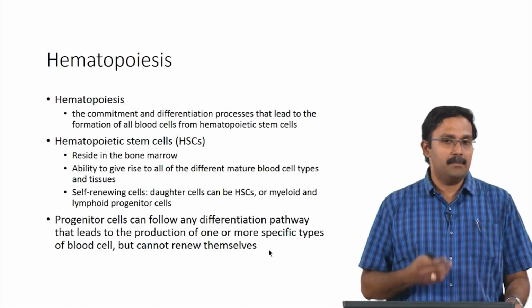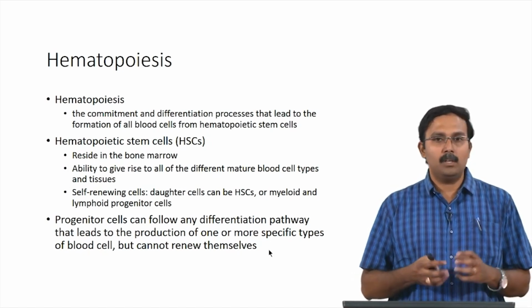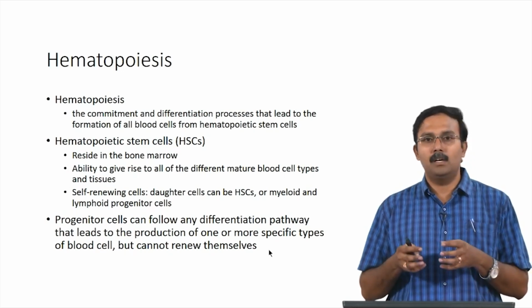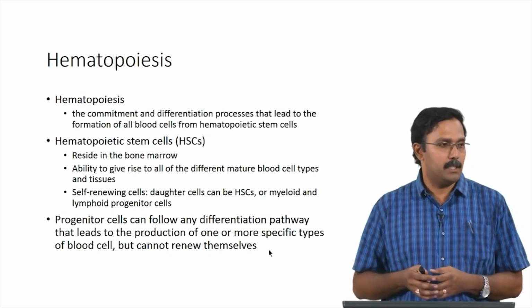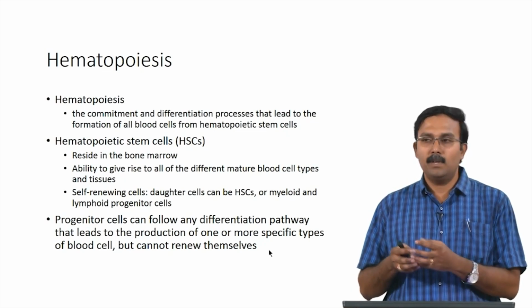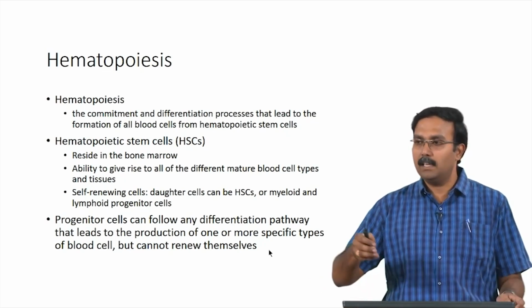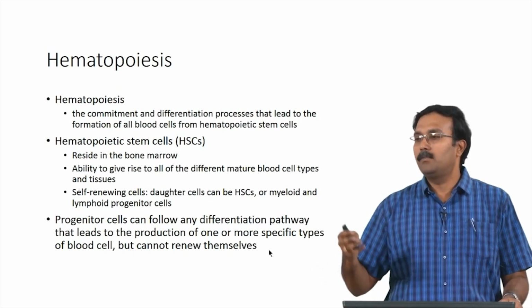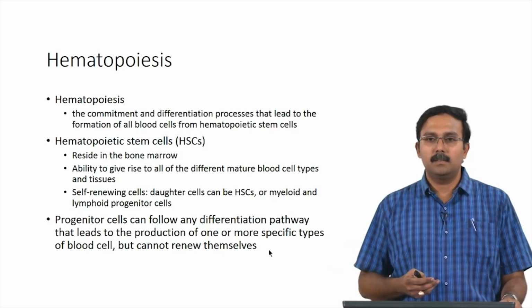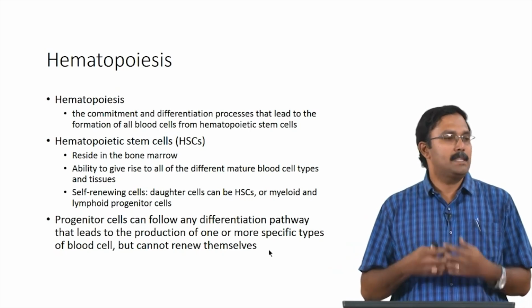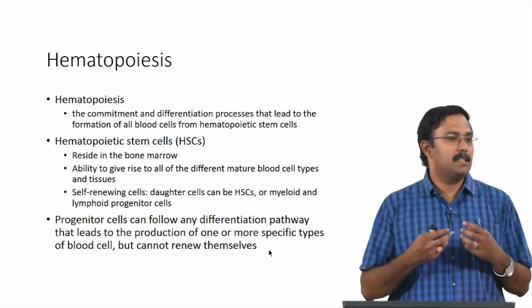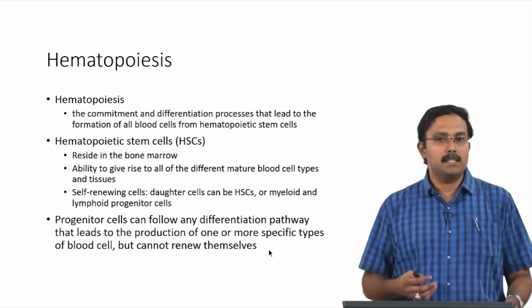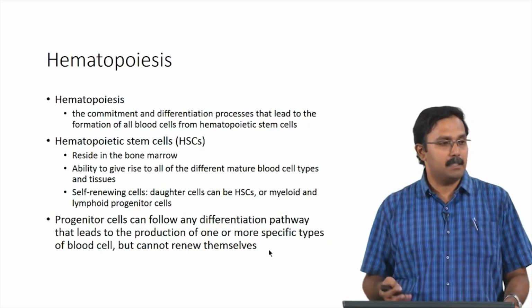So, these are self renewing cells where the daughter cells can either be a hematopoietic stem cell or a myeloid or lymphoid progenitor cell. So, once it commits towards a myeloid or lymphoid progenitor, it will then go through the differentiation pathway and form different types of cells. Okay. So, but it goes through asymmetric cell division first, so that the self renewing property of the hematopoietic stem cells is taken care of. The progenitor cells can follow any differentiation pathway.